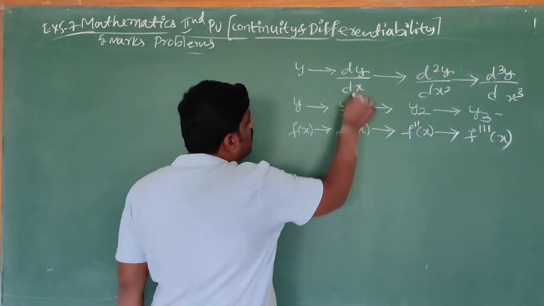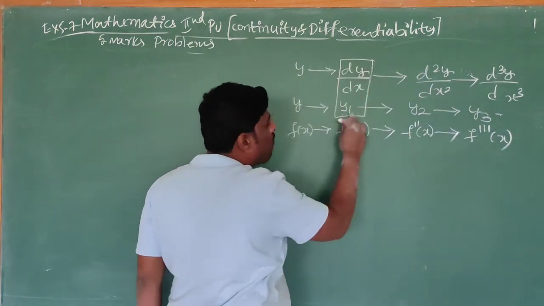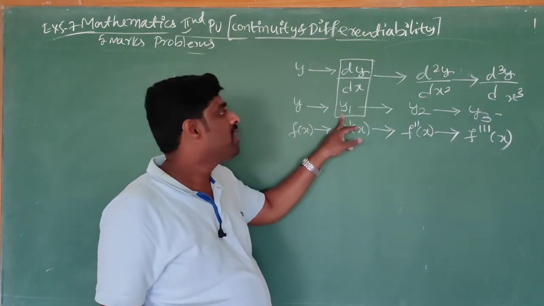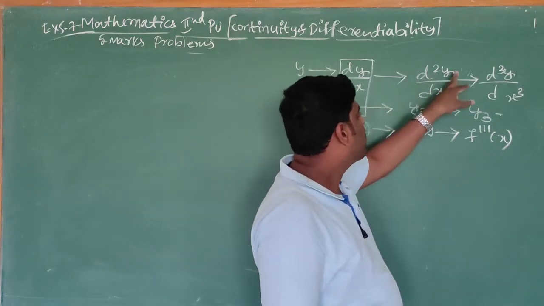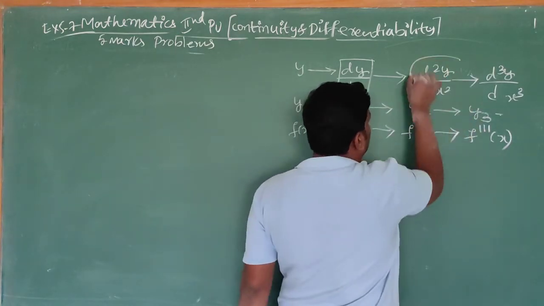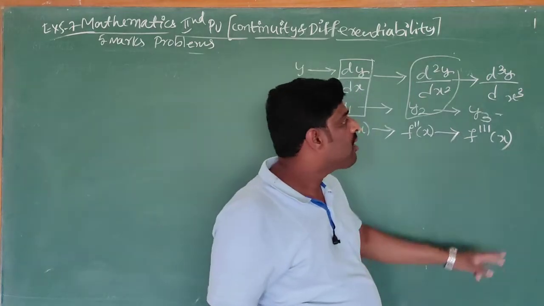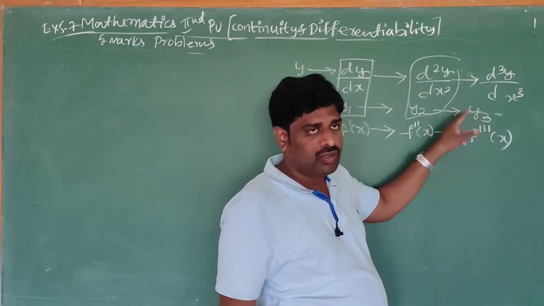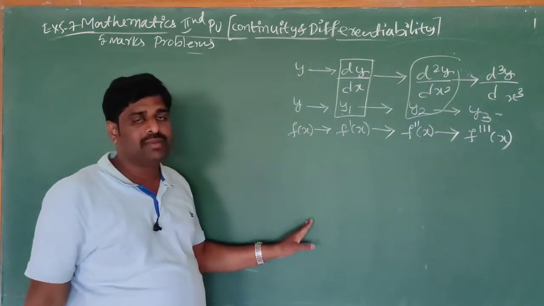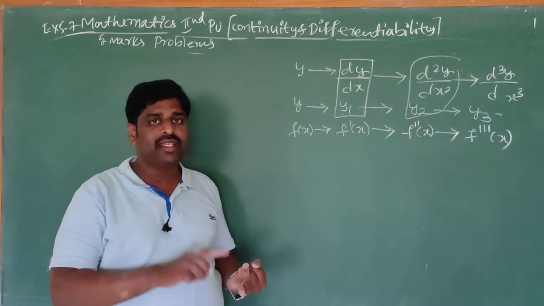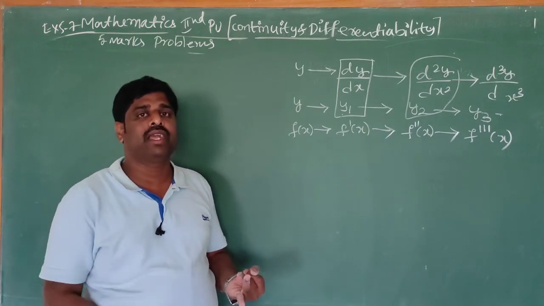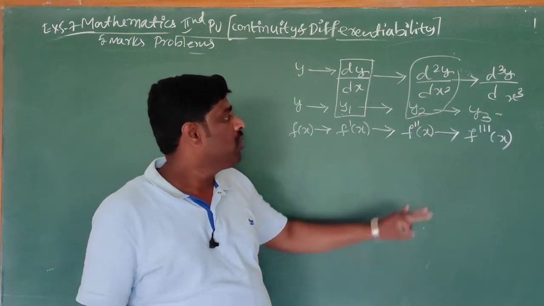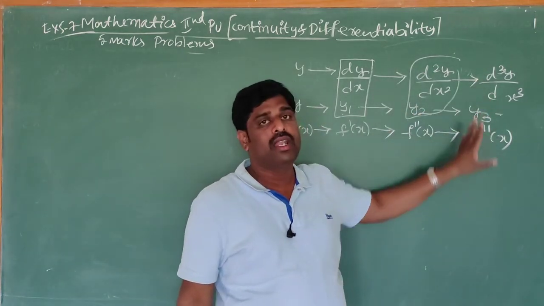Okay. Now dy by dx means y1. Sometimes you will write y1 instead of dy by dx, y2 instead of d square y by dx square, and y3 instead of d cube y by dx cube. So in problems you will come across this. dy by dx means what? y1. Suppose y1 is there, that means dy by dx. If y2 is there, d square y by dx square. If y3 is there, d cube y by dx cube.